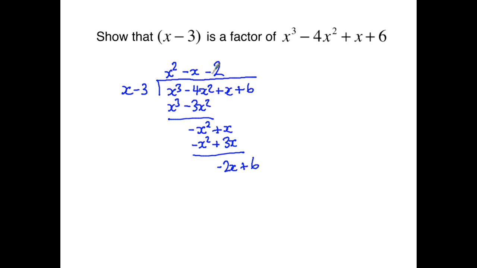And then we'll multiply just to make sure we've got no remainders. Minus 2 times x is minus 2x, and minus 2 times minus 3 is positive 6. Subtraction leaves us with nothing. So that tells us that x minus 3 is a factor, because it divides perfectly by x minus 3, giving x squared minus x minus 2.